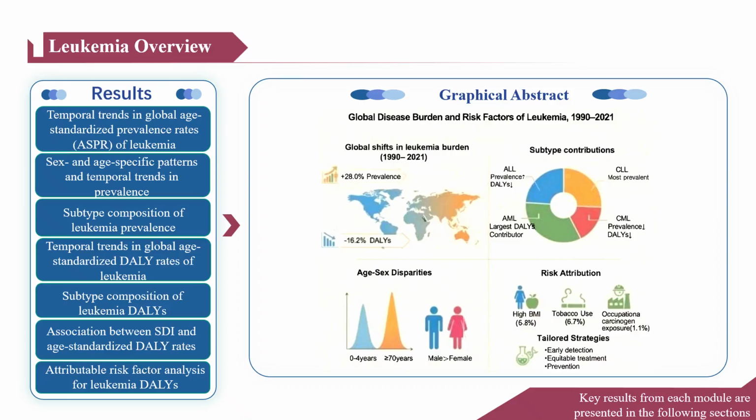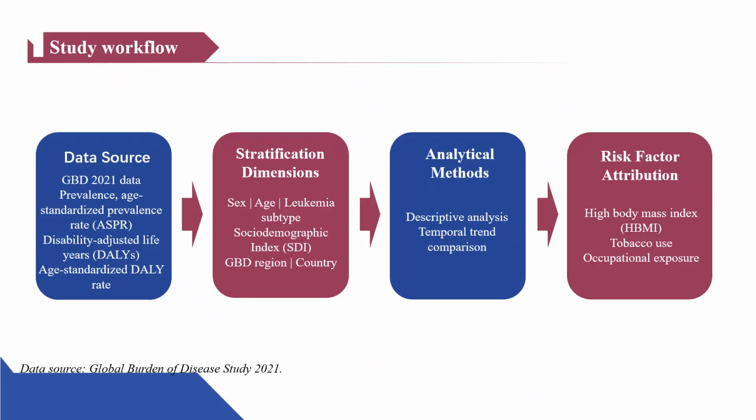As shown in the graphical abstract, this page presents the overall analytical framework and key components of the global leukemia disease burden. Data were obtained from the Global Burden of Disease 2021 study, covering 204 countries and territories. Core indicators included prevalence, age-standardized prevalence rates, disability-adjusted life years, and age-standardized DALY rates. Analyses were stratified by sex, age, subtype, Sociodemographic Index, SDI, GBD region, and country.